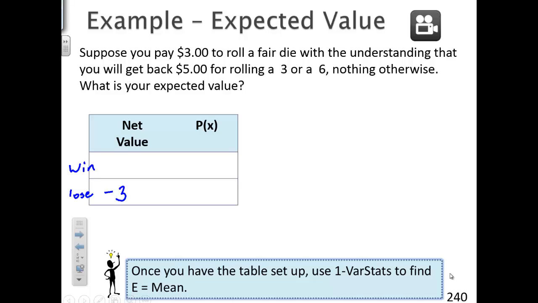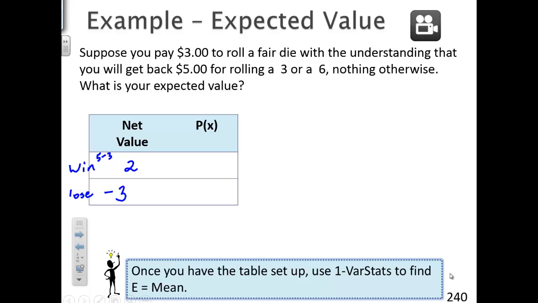Okay? Now, if you pay the $3 and you win, you roll that 3 or you roll the 6, then they give you back $5. But you've paid 3, so how much are you actually winning? You're actually winning 5 minus 3. That's $2. And that would be a positive value because they're giving you not only the $3 back, but the $2. That's your net value that you win.